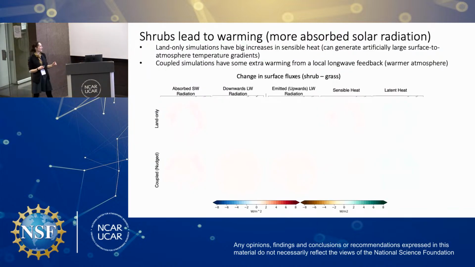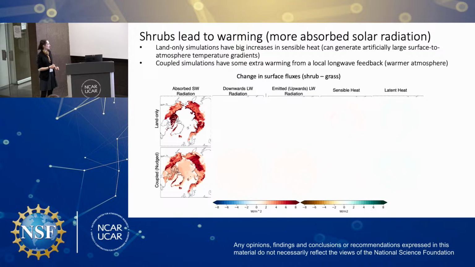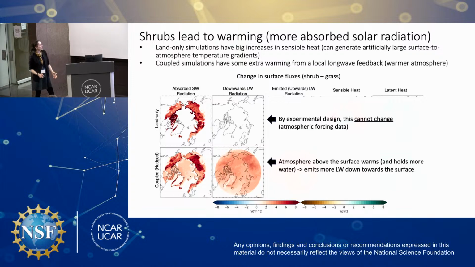So, some science. I'm going to show you the difference between land-only surface fluxes over the Arctic on the top and coupled, in particular the nudged, which look pretty similar for these purposes, on the bottom. So, shortwave absorbed, downwelling long wave, upwards emitted long wave, which is a function of surface temperature, and then sensible and latent heat fluxes. In both cases, when you have more shrubs, because they are tall and stick up above snow and they were leafier into the spring and summer, you're absorbing more shortwave radiation, so there's an albedo effect there. There is no change in downwelling long wave radiation in the land-only simulations by design.